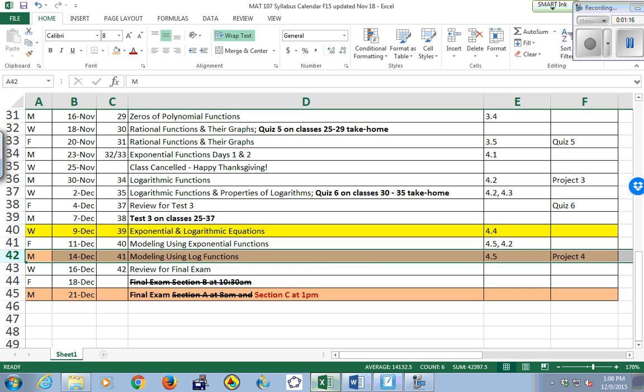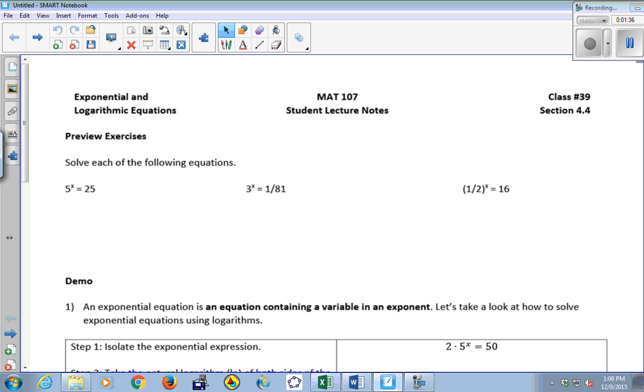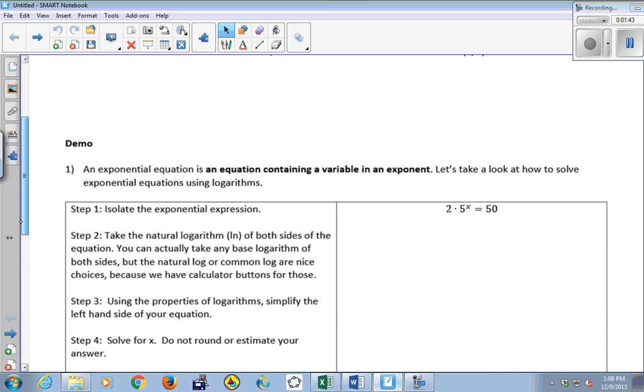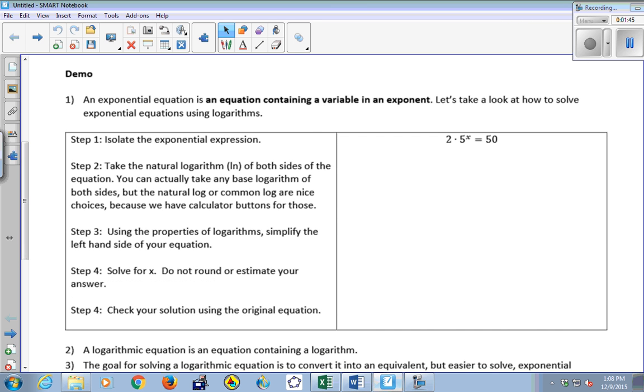Okay, our last three lectures are going to be dealing with exponential and log functions some more, right? So there's no brand new topics before the final, but we're going to be doing some word problems with exponential and log functions, and we're going to be solving equations today with exponential and log functions. All right, so I'm just going to skip the preview exercises. We'll go to the demo. You can go back and do the previews later if you have time.